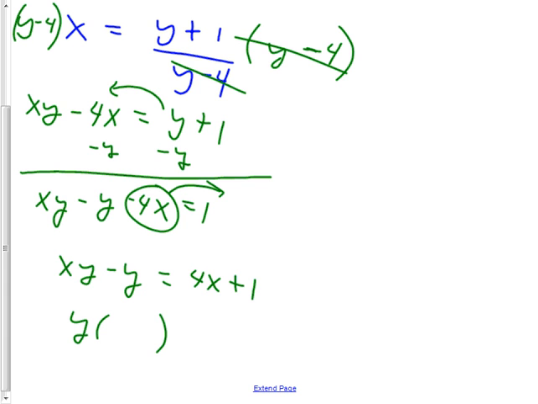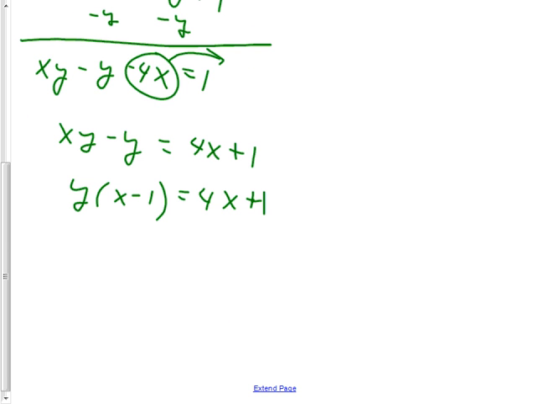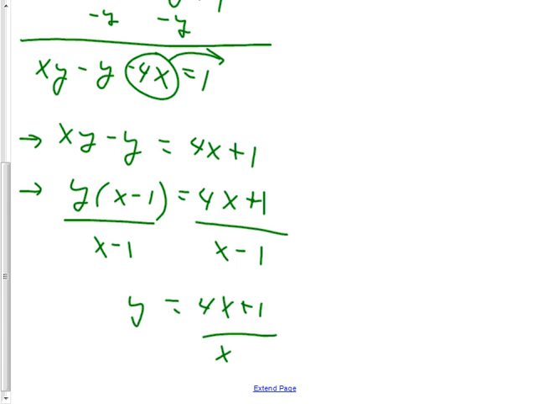Perfect. y comes out, and what do you get? x minus 1. Good. 4x plus 1. And then, why is that better than this? Because this had two y's in it, and this one's only got one y. The y's alone. So now I can just divide by x minus 1. And then I have y equals 4x plus 1 over x minus 1. There we go. And that is an inverse. Thank you.